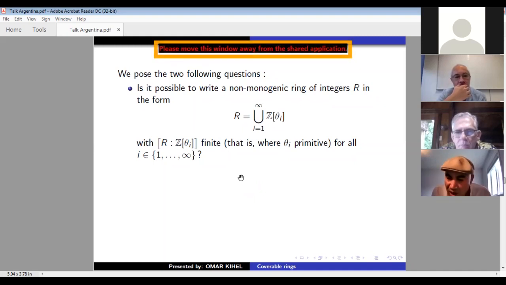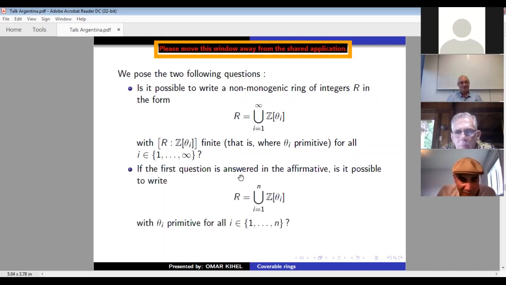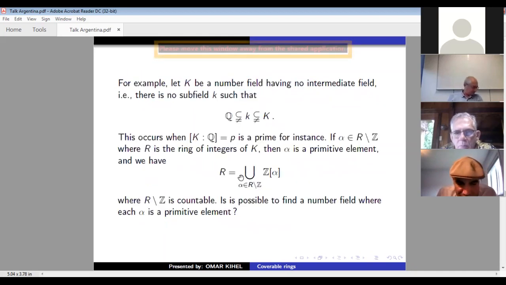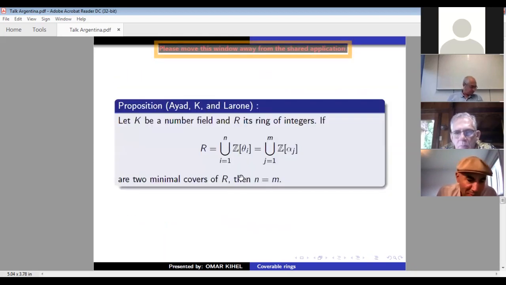I have no idea. I know an example where it is possible, but I don't know any example where it is not possible. And the next question, if this is possible, is it possible to extract a finite union from this infinite union? A finite union as this one where every theta_i is primitive. I have no idea. So I have examples, so let me move on.